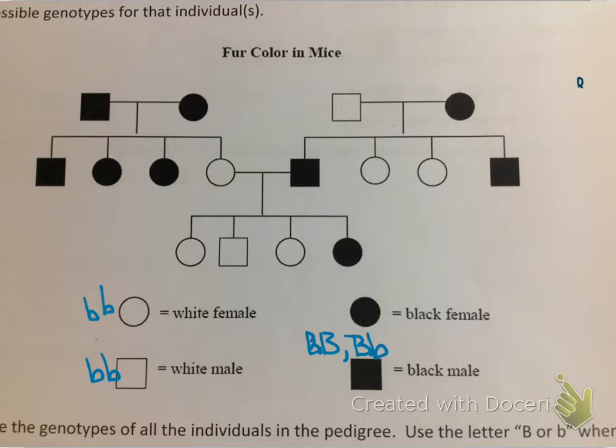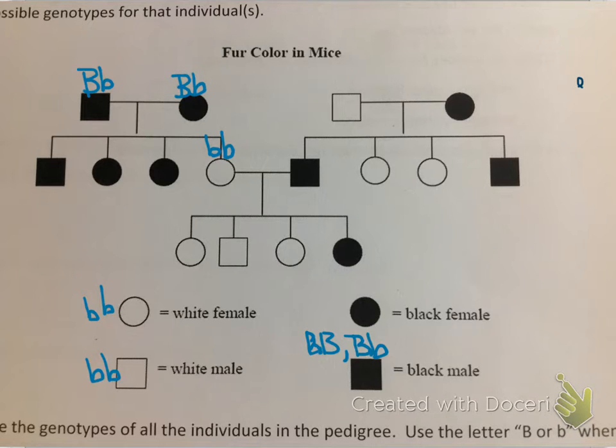So if we look at our first family, up at the top we have a square and a circle. They had 4 offspring, and one of their offspring, a girl, was white, so that means she has 2 lowercase b's. If this female has the recessive trait, she must have gotten 1 allele from each parent, so that makes each parent a carrier or hybrid.